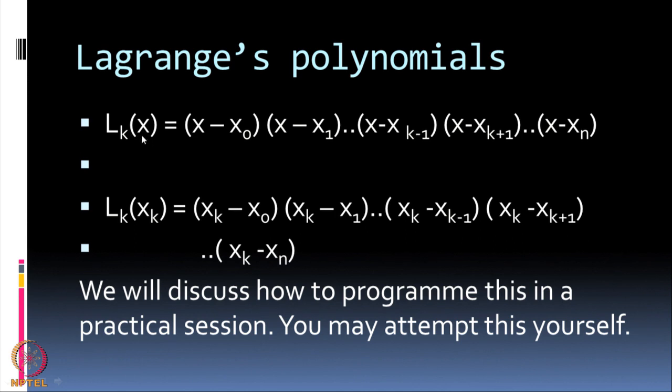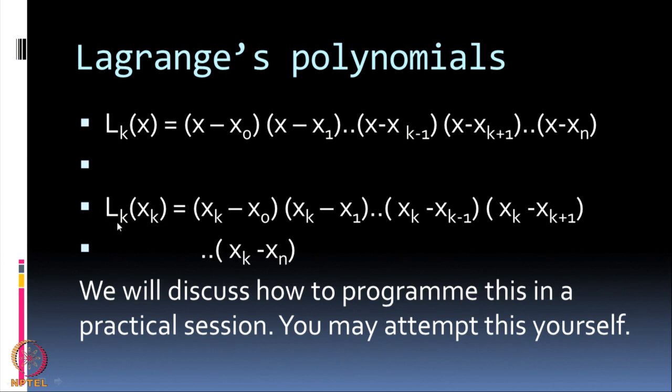What is Lk(x)? Lk(x) is a polynomial: (x minus x0)(x minus x1) up to (x minus x(k minus 1)). There is no (x minus xk) factor. If this is k, that factor is not there. Then (x minus x(k plus 1)) is there, and finally (x minus xn). So, this is an nth order polynomial. It has n factors except the (x minus xk) factor.